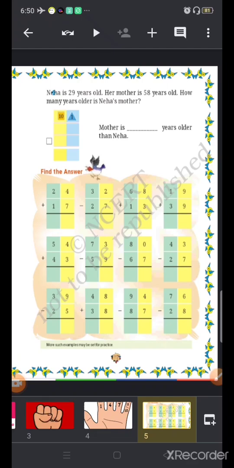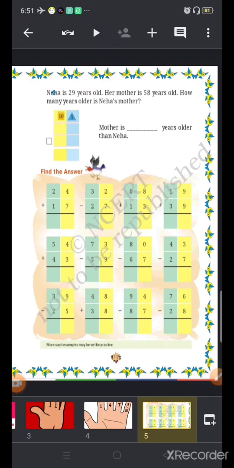This is your maths book, page number 117. You will open page number 117. Here on page 117, a question is given. Neha is 29 years old. Her mother is 58 years old. How many years older is Neha's mother? How will you find it? With the help of subtraction.